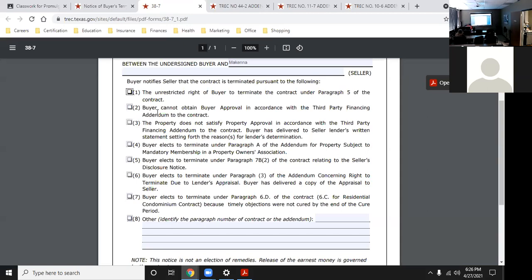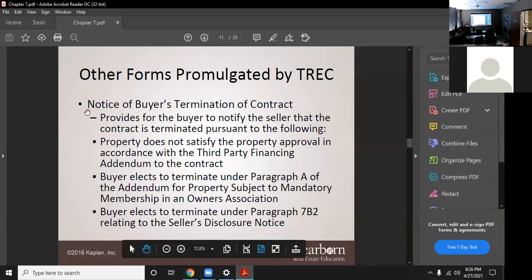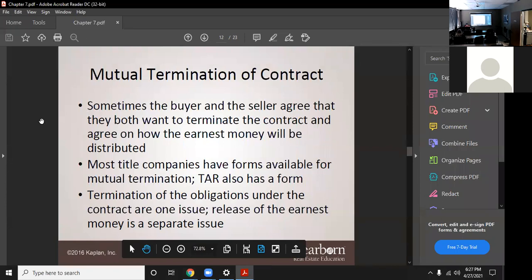One way you will see 8 is for mutual termination. Sometimes the buyer and seller agree that they both want to terminate the contract and agree on how the earnest money will be distributed. Most title companies have forms available for mutual termination, and termination of the obligations under the contract are one issue. Release of earnest money is a separate issue.